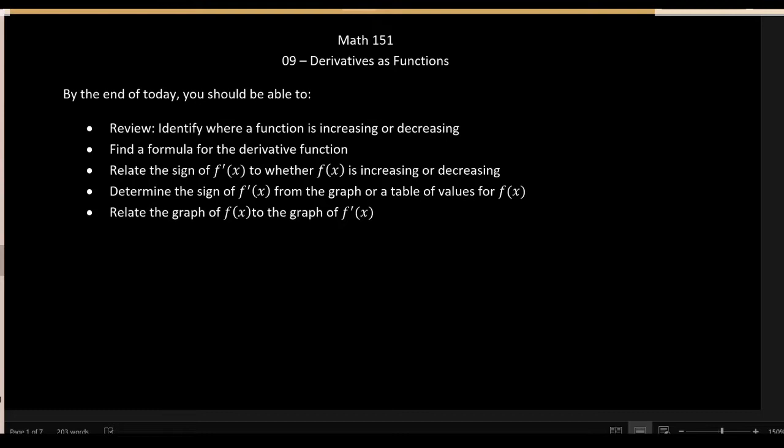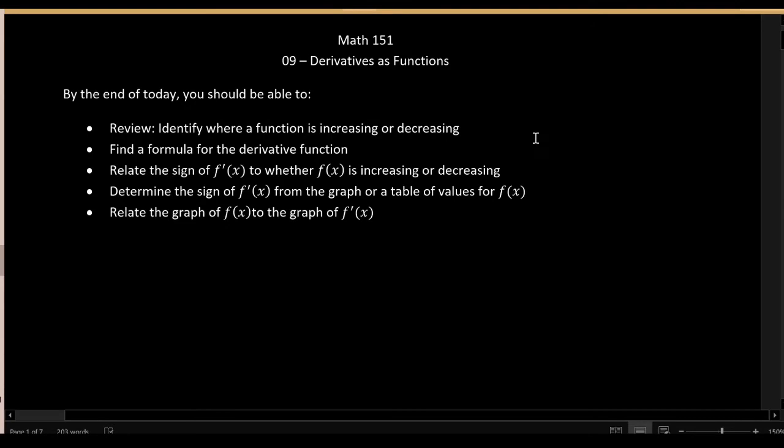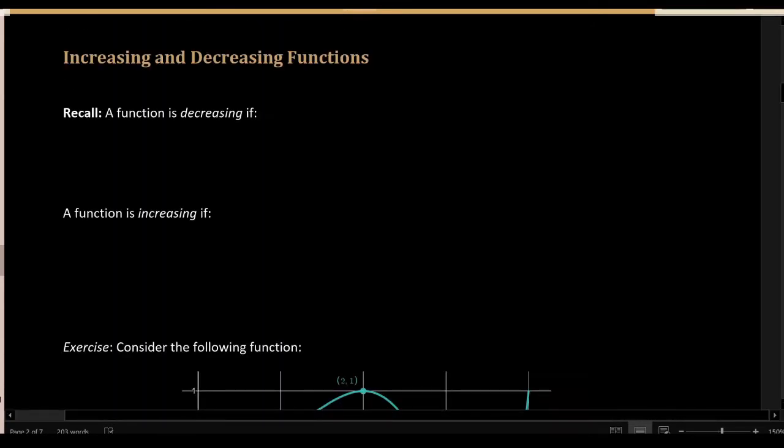We can do this from formulas, graphs, or tables. And then we're going to practice relating the graph of the function f of x to the graph of its derivative f prime. So recall from pre-calculus that a function was decreasing if the outputs go down, hence decreasing, when the inputs go up.